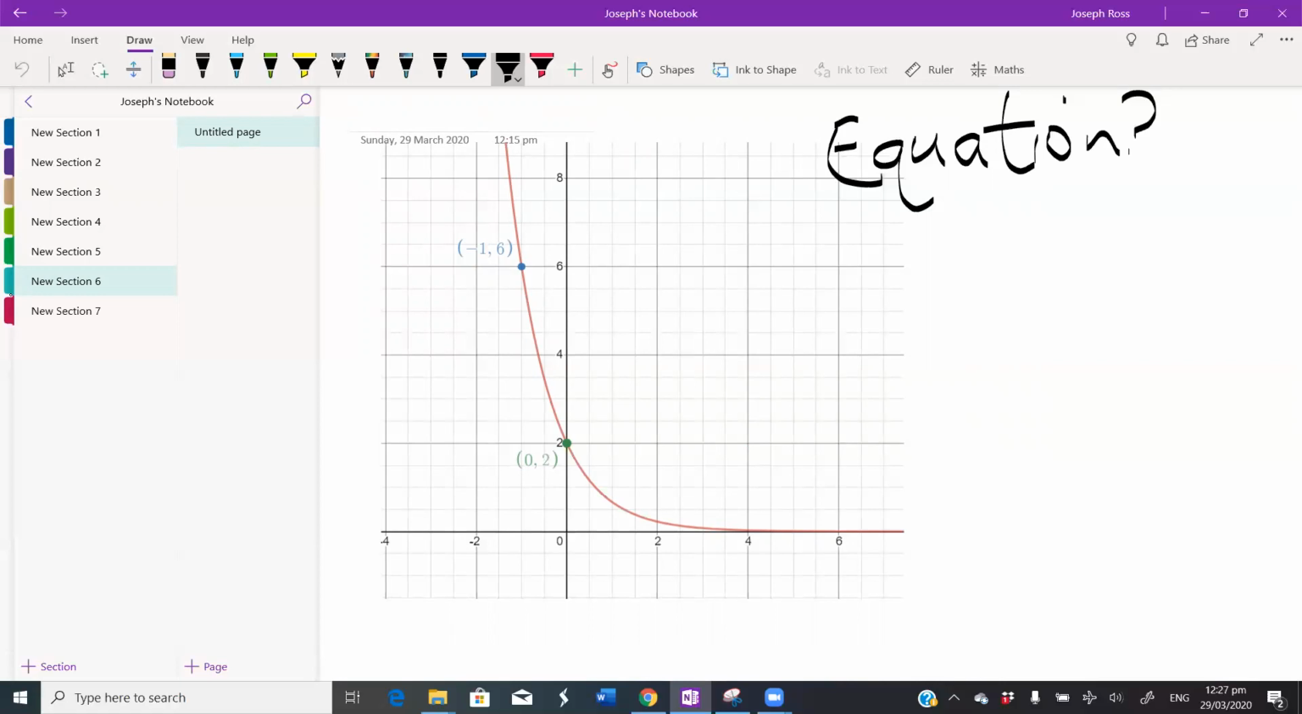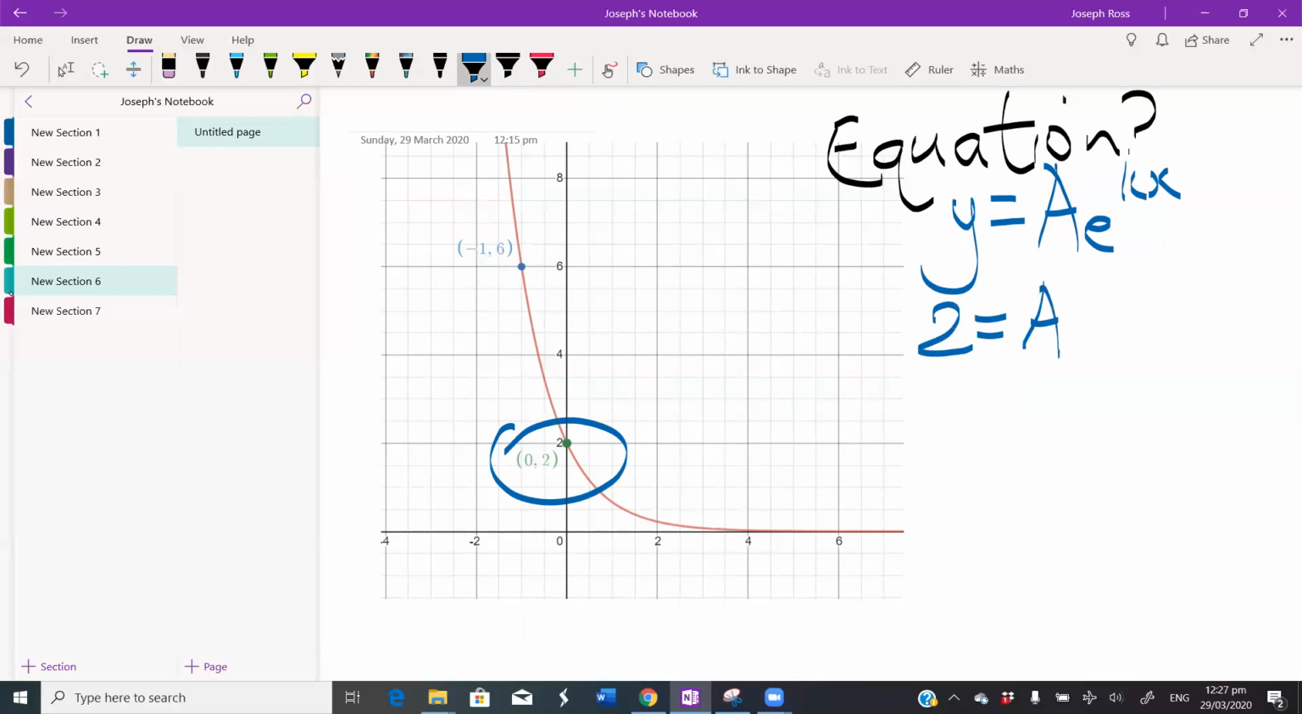So our starting point is going to be our general equation, which is y equals a e to the kx. Now we have 2 points that it goes through. We'll start with the y-intercept, which is 0, 2. So if we substitute 0, 2 into y equals a e to the kx, so y is 2 equals a e to the k multiplied by 0, because we're putting in x is 0, y is 2.